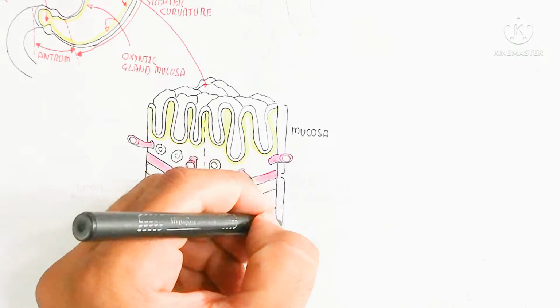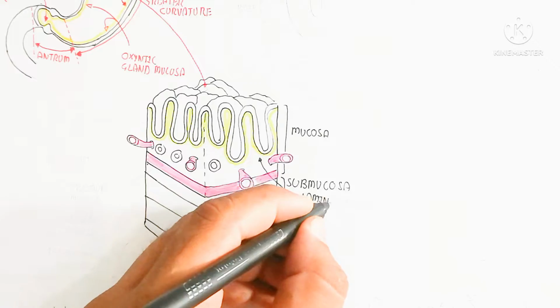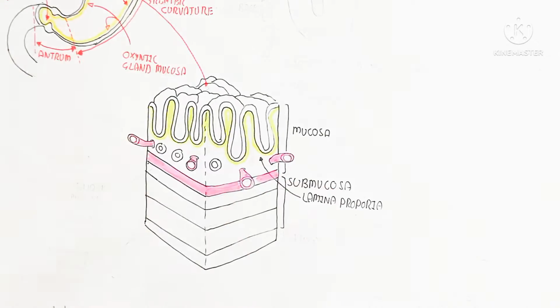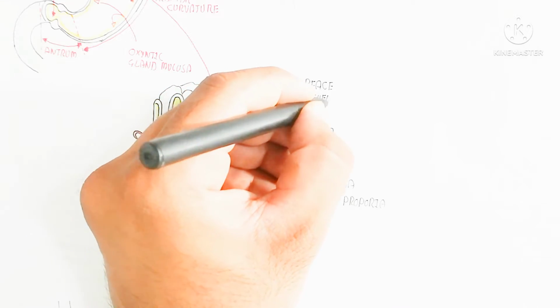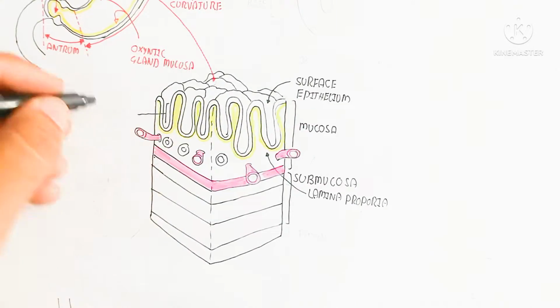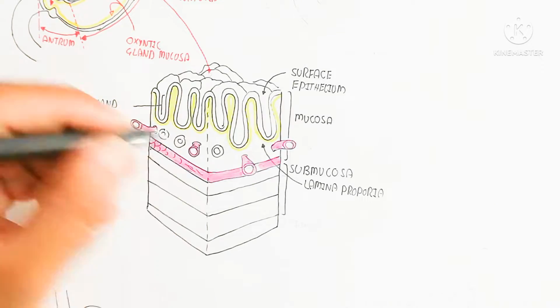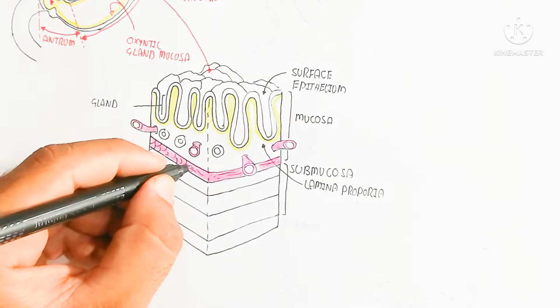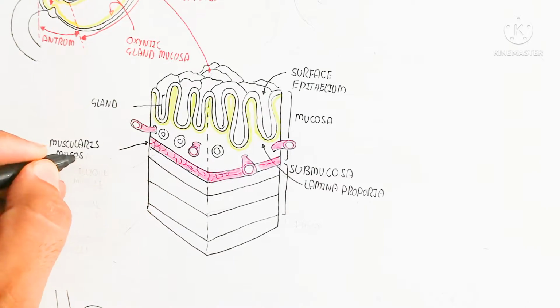This is the mucosa layer, which contains epithelial folding to increase the surface area, known as the gastric pit. The mucosal layer contains the lamina propria, and this is the submucosal layer, and then the muscle layers.